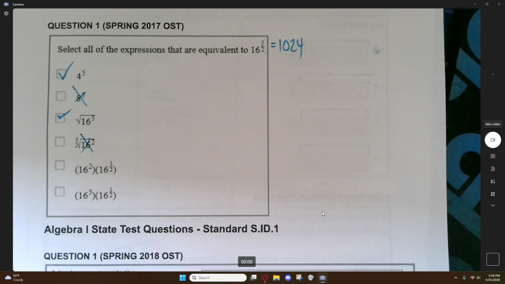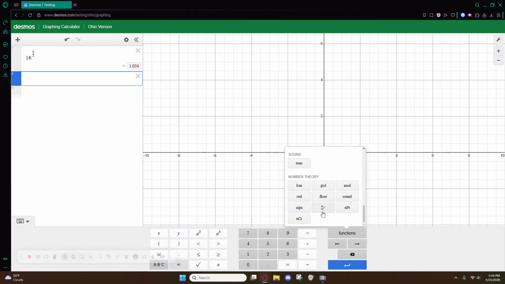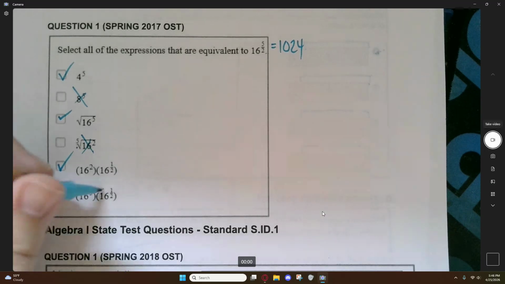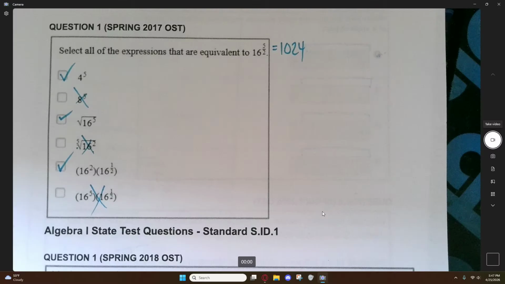So then we have 16 to the second times 16 to the 1/2. That works. 1024. Check it. 16 to the 5 times 16 to the 1/2, and that gives you 4,194,304, which is not 1024. Whew.